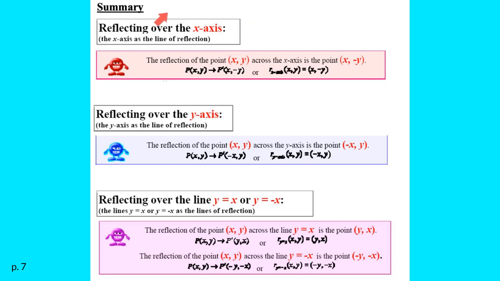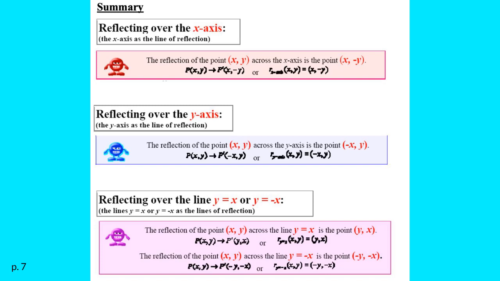So whenever we're reflecting over the x-axis, we can use this coordinate rule, x comma negative y, to get our new points. Same thing with the y-axis, we can just negate the x and then keep the y the same. And then if you're reflecting over a very common line like y equals x or y equals negative x, then you have these coordinate rules that you can rely on.